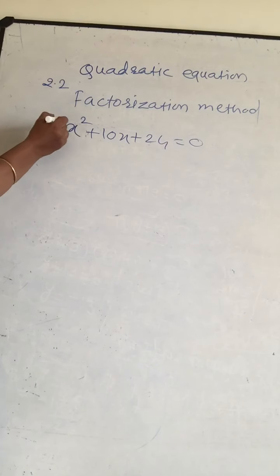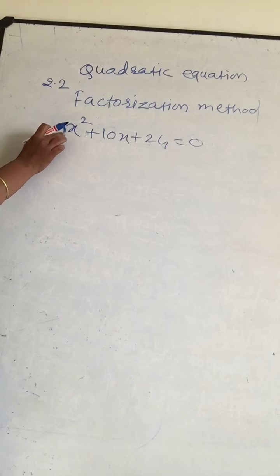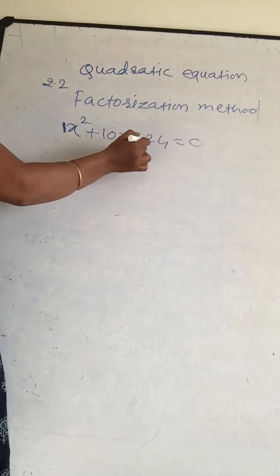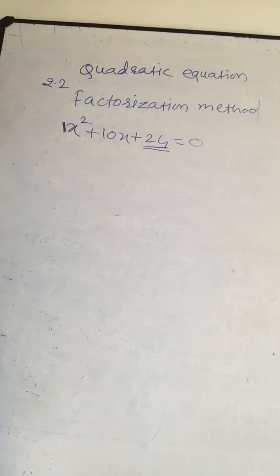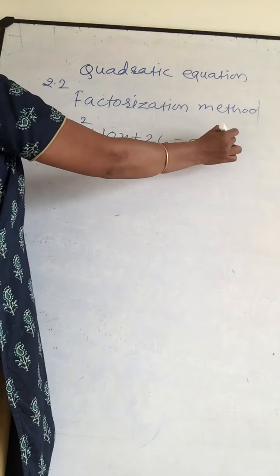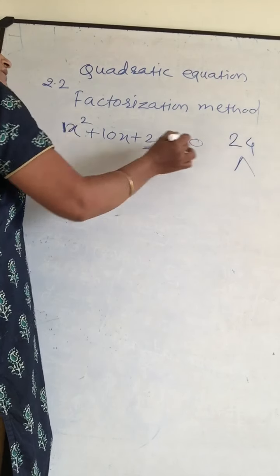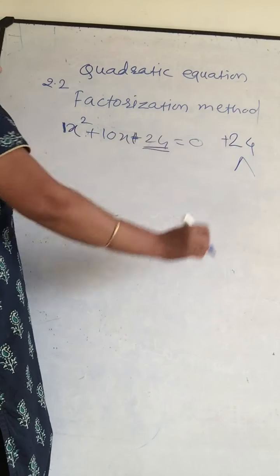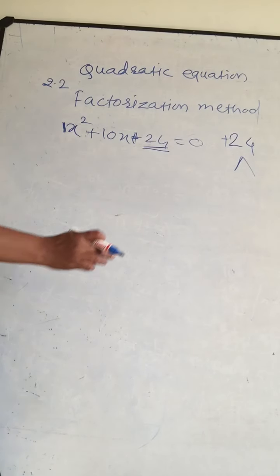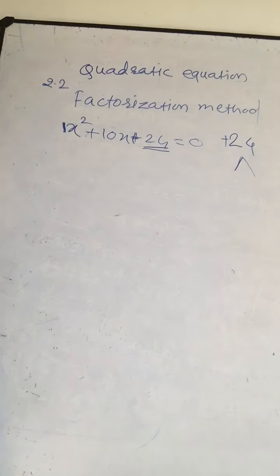So first we see the coefficient of x square, or whatever may be in another variable like y, z. The coefficient of this square term is only 1. When the coefficient of x square is 1, then only factorize the third term. The third term is plus 24, so now we have to find the factors of 24.